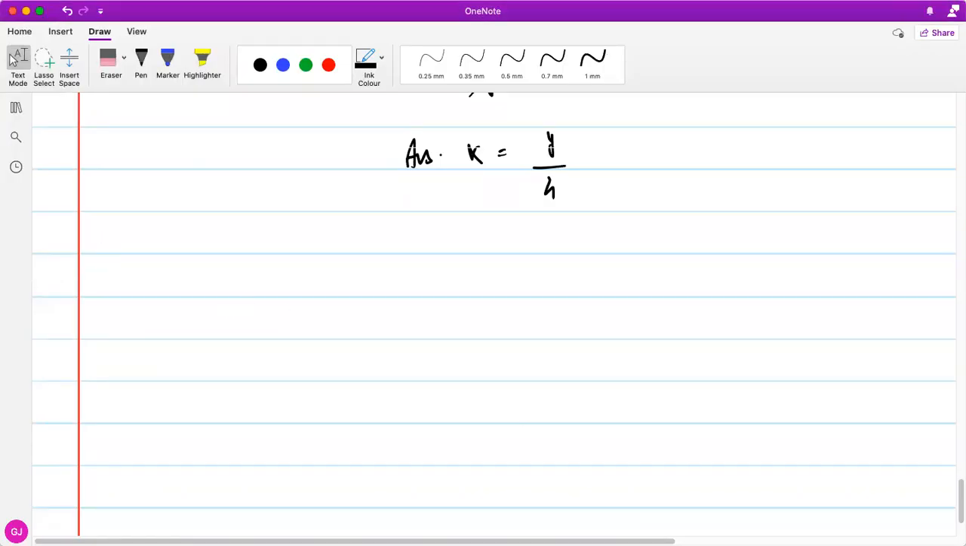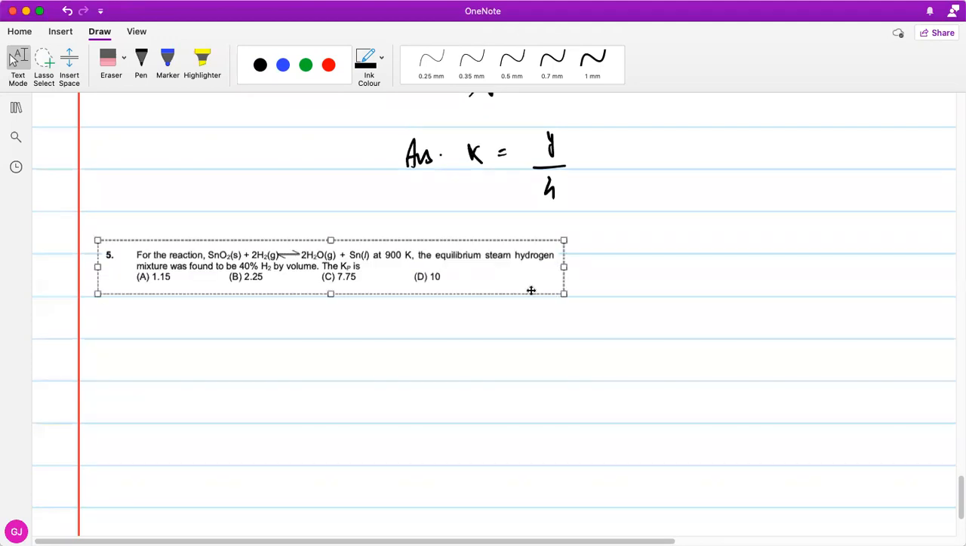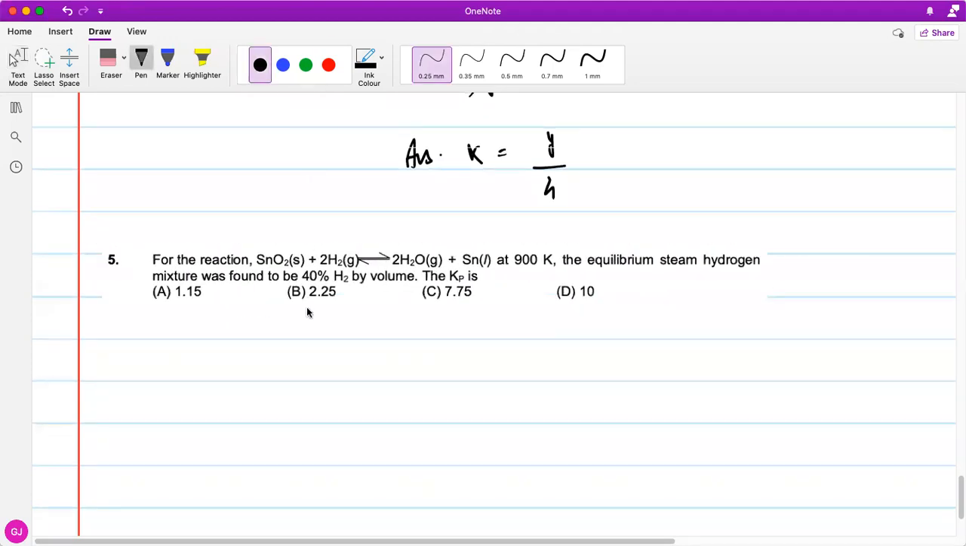Okay, next question. Now, this question is saying that for the reaction, the equilibrium steam hydrogen mixture was found to be 40% H2 by volume, and Kp is being asked, right? Now, when you notice this reaction, well, if you start to solve by basics, okay, what do I mean by basics? Right, we write the reaction, then follow the format, right? We would take more time.